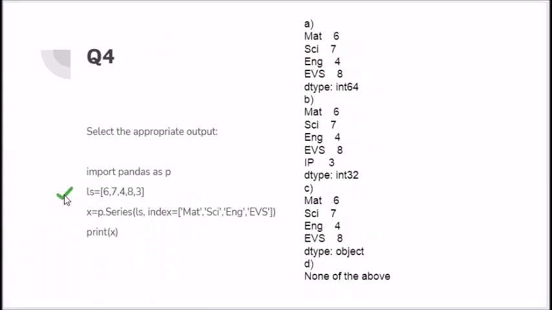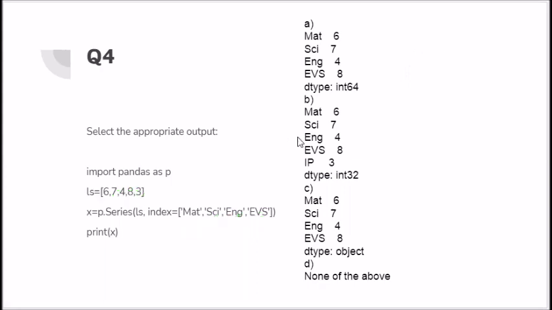A list named LS with index like maths, science, English, and EVS. So 4 subjects: maths, science, English, and EVS, 1, 2, 3, 4. Over here also we have 1, 2, 3, 4, and I feel 5.